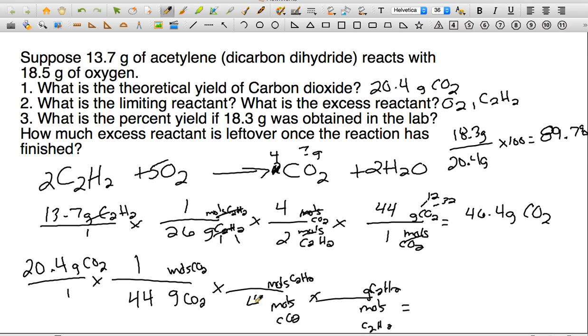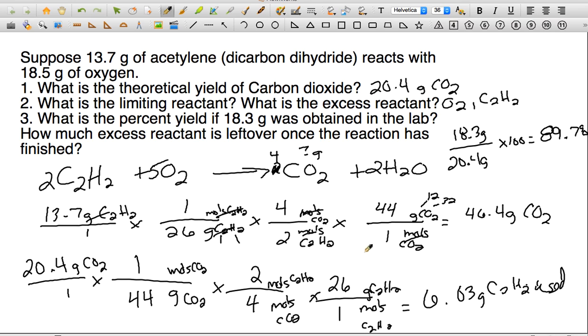Moles of CO2, there was 4. There was 2 of acetylene. It's this step flipped. And then moles is 1 mole to 26 grams. So I'm going to multiply everything on top, and I have 20.4 times 2 times 26, and then I'm going to divide that by 44 times 4, and I'm going to do that in parentheses so I don't mess anything up. Okay, so I should end up with 6.03 grams of C2H2, which is used. Okay, because that's how much it would need.